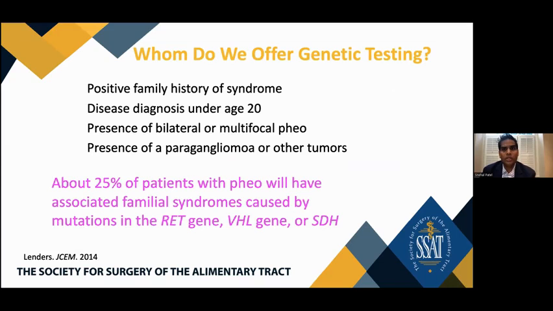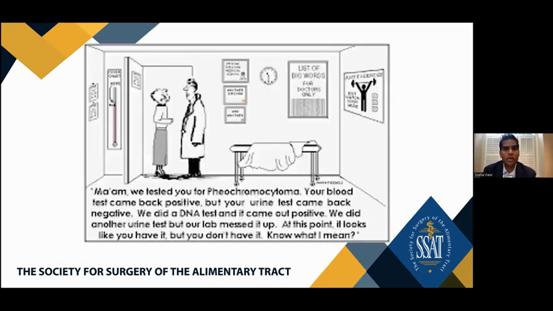So then who do we screen for genetics? Any family history, young age, so anyone 20 or younger, and then if they have bilateral disease or multifocality, and the presence of paraganglioma or other tumors. Really about 25% of patients with a pheo will have an associated familial syndrome. So genetic testing really should be considered in these patients. That's all I have. And if you have any questions, please let me know, especially about the alpha blockade and getting these patients prepped for surgery.